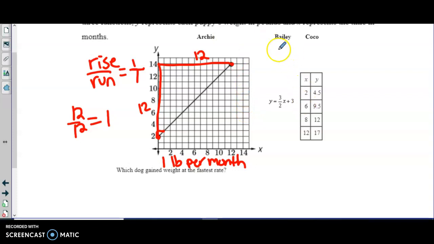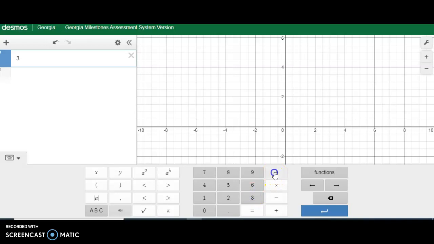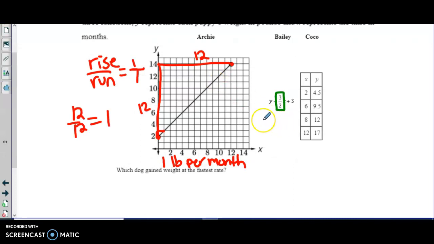Okay. Now let's look at the slope for Bailey. Remember, in an equation in slope-intercept form, the slope is the number attached to x. So Bailey gains 3 over 2 pounds per month. And you might be like, well, what is 3 over 2? Let's go to our calculator and turn it into a decimal. So we can do 3 divided by 2. That's 1.5 pounds. It makes a lot more sense in the real world to say 1.5 pounds than to say 3 over 2 pounds. So let's write that down as 1.5. So he gained 1.5 pounds per month. That's his unit rate, or his slope.